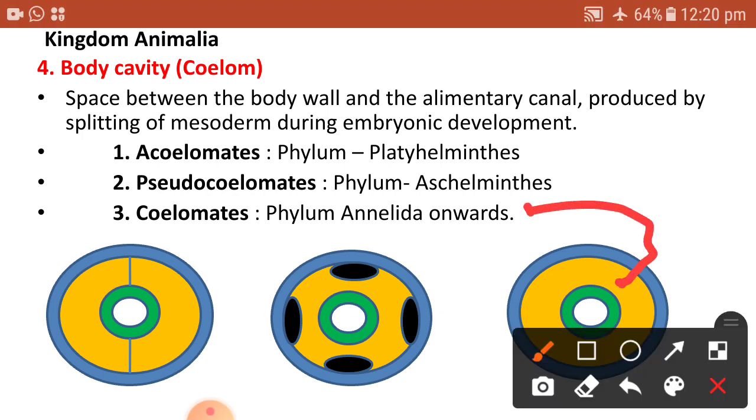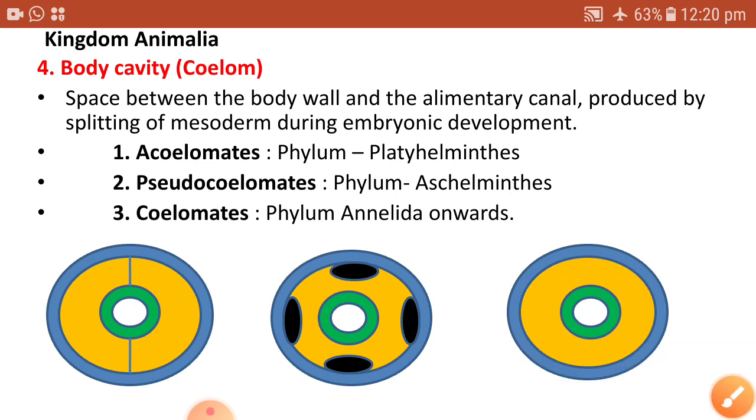Here is the body cavity. This area of the body cavity or coelom is present in these organisms, so they are called coelomate organisms. In triploblastic animals, the mesoderm splits into two layers enclosing this cavity called coelom. The outer layer lines the body wall, while the inner layer covers the alimentary canal, and this cavity is filled with a fluid called coelomic fluid. So these are the three types of organisms depending upon the presence or absence of coelom.